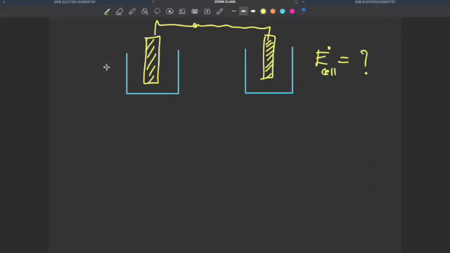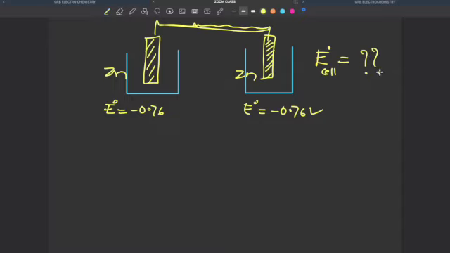Because this is zinc, both electrodes are zinc. The E0 value for zinc is minus 0.76, and for the other zinc also, minus 0.76 volts. What if I connect both zinc rods in the line? Can I produce any electricity out of it? Is it possible for me to produce?